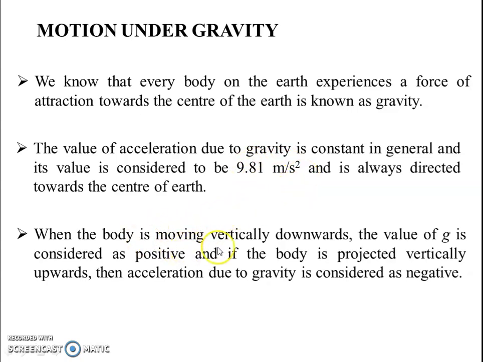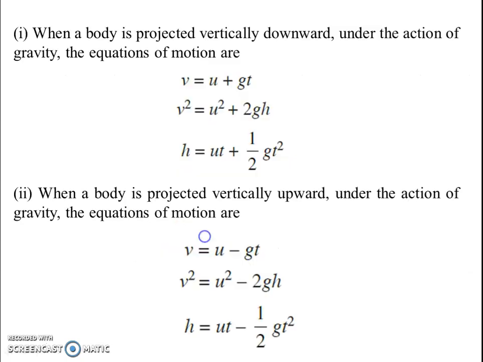If the body is moving vertically downwards towards the earth, then it is taken as positive, and if the body is projected upwards against the gravitational force, then it is considered as negative. This is important: body moving towards earth is positive, body moving away from the earth is negative. These are the equations, these two sets are the equations for gravity.